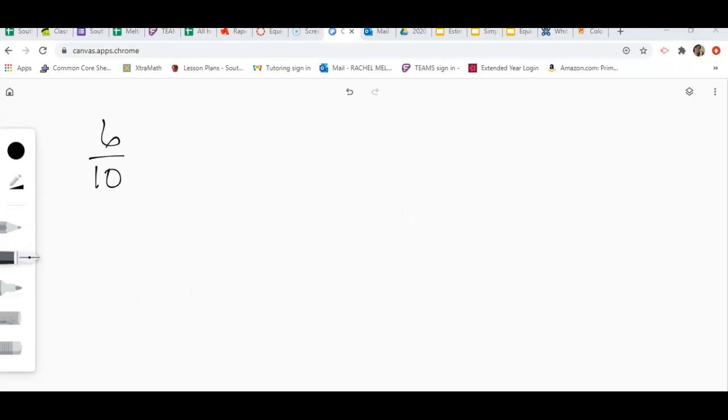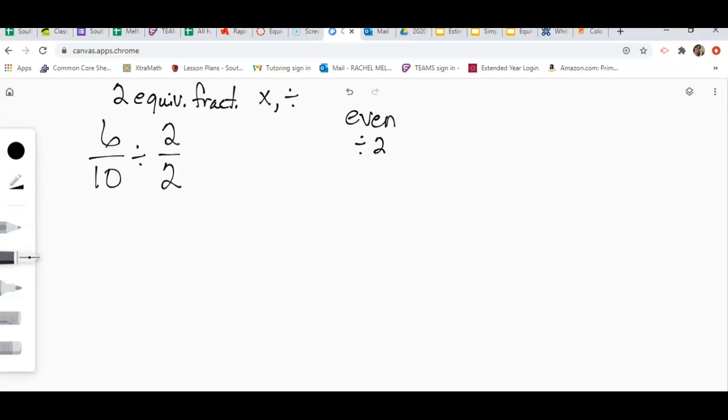So now I want to find 2 equivalent fractions for 6/10. Okay, remember I can multiply or I can divide as long as I do the same to the top and the bottom. Well, I know that both 6 and 10 are even numbers. Okay, and remember, even means I can divide them by 2 and there's no leftovers. So I think I'm going to start by dividing them both by 2. I need to divide the top and the bottom by the same number.